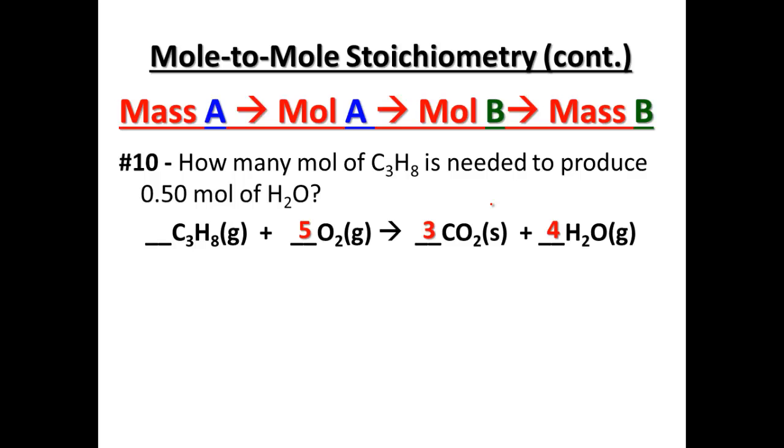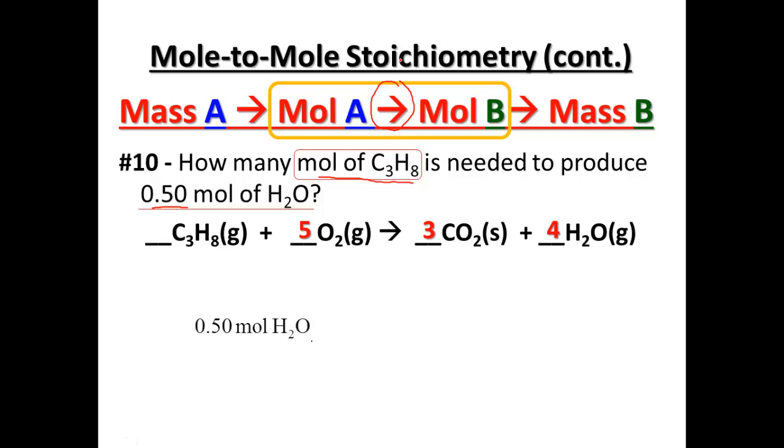Similar idea, how many moles of propane, C3H8, are needed to produce 0.5 moles of H2O. So at this time, our starting point, we're given that we have 0.5 moles of H2O, and we need to find out how many moles of C3H8 we have. So our starting point, we're going from 1 mole to another mole, so we're only doing a 1 conversion. So our first conversion, starting out with 0.5 moles of H2O, we're going to move from 0.5 moles of H2O, 1 mole of propane on top over 4 moles of H2O on the bottom.